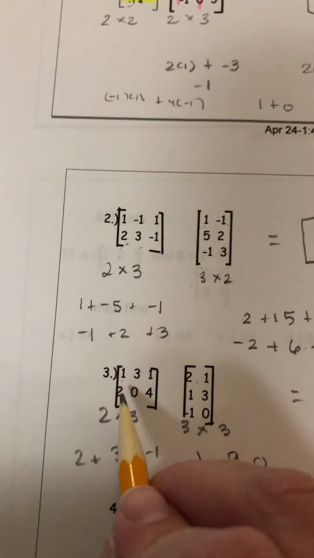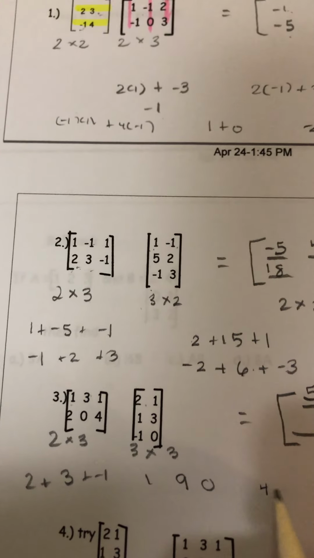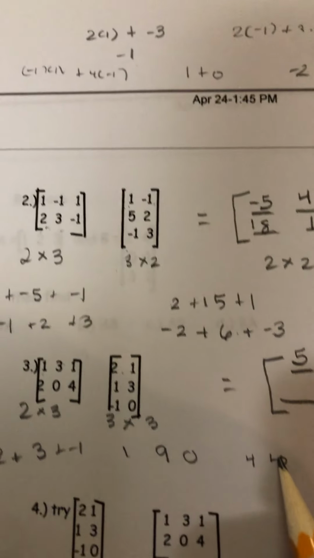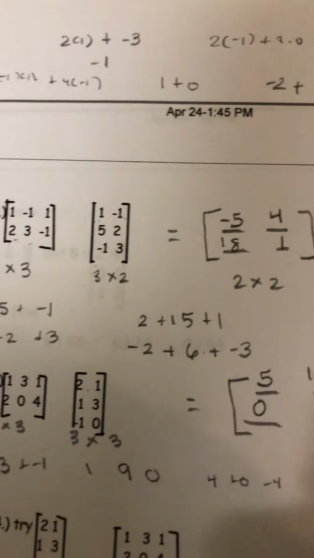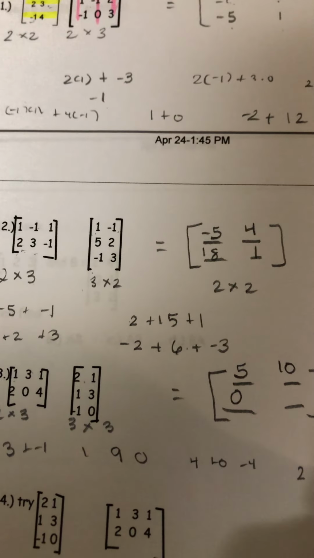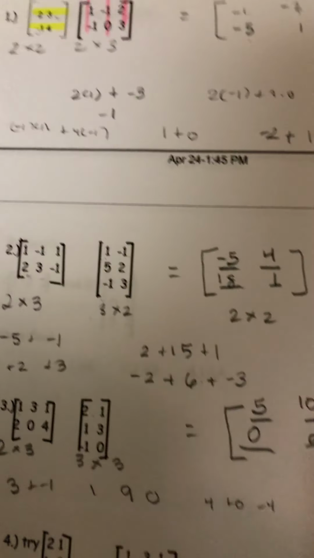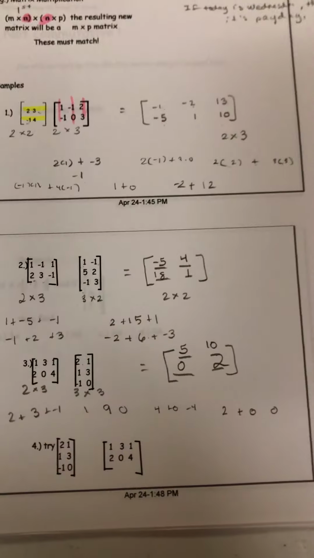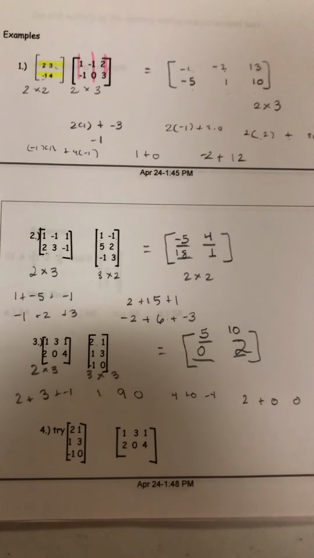And the next, row 2. 2 times 2 is 4. 0 times 1, yay, 0. 4 times negative 1 is negative 4, so we get 0. And 2 times 1 is 2. 0 times 3 is 0. 4 times 0 is 0, so we get 2. So just make sure you get the hang of it. Go ahead, try number 4.